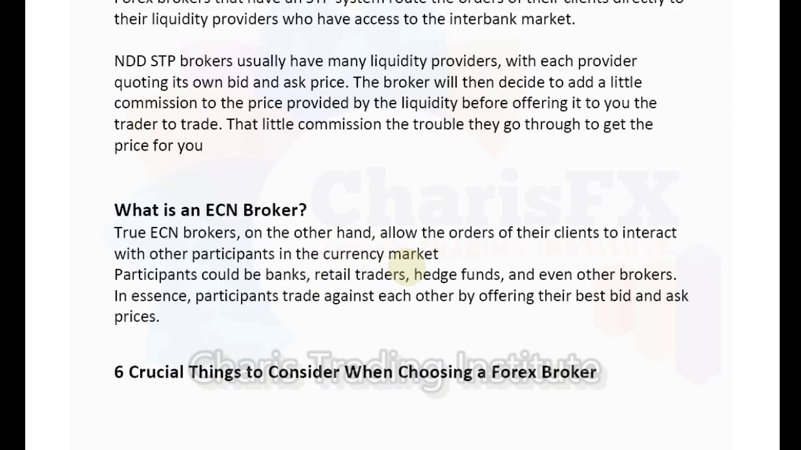There are 6 things to consider when you want to choose a forex broker, and these things are really very crucial. If you follow through these things every time you want to select a forex broker, you are not going to become a victim of circumstance. So what's the first?